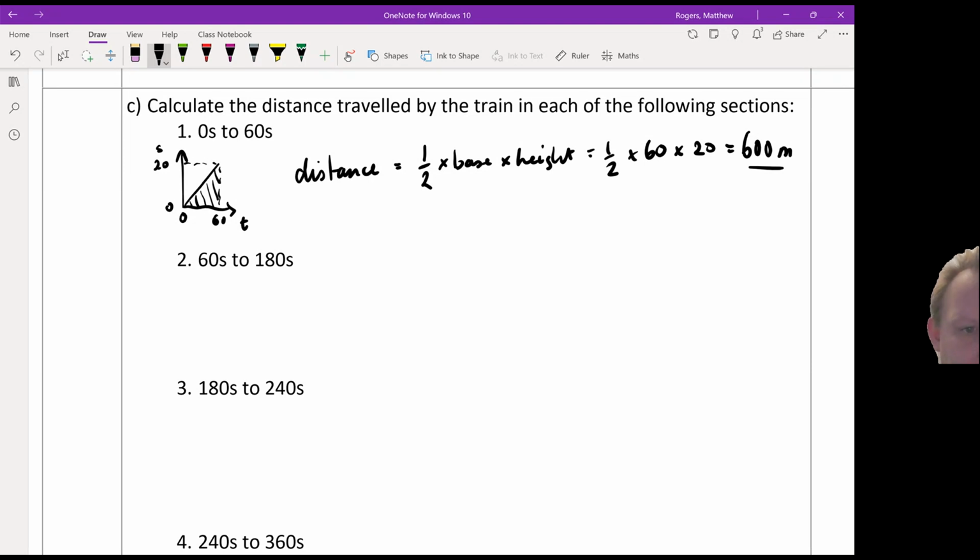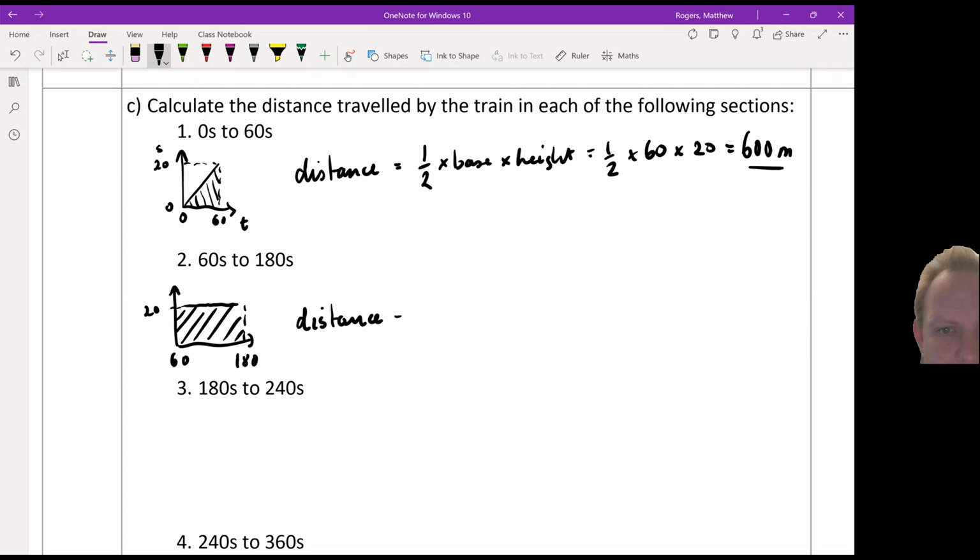From 60 to 180, so again, if I was just to sketch it, I'm not going to go from the start. So now I'm going to say my 60 is here and my 180 is here. In this section of the graph, I just get a flat horizontal line at 20 at all points. So again, the distance is the area in here. Let's mark that in. That is just one side multiplied by the other. So the height is 20 and the width of it is 120. So that should be 2,400 meters.